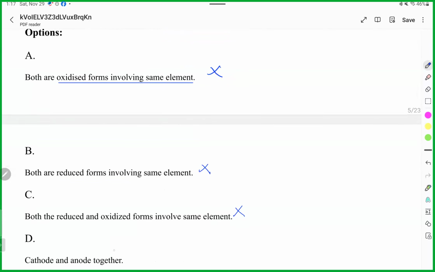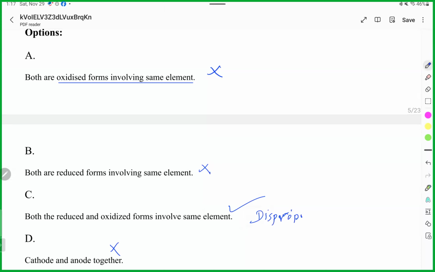Cathode and anode together, this is not possible. So what is the only possible option? C. Based on the options, this is the value. Actually, this is a disproportionation reaction.